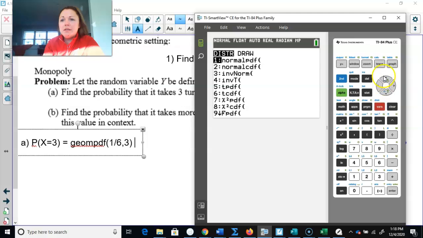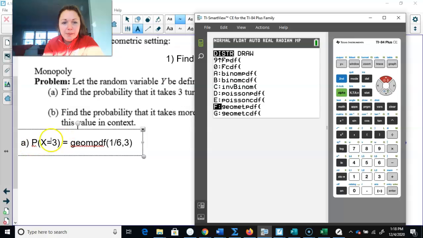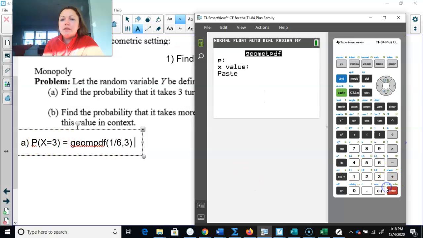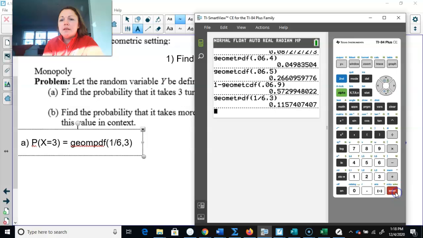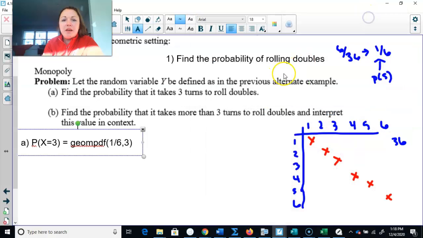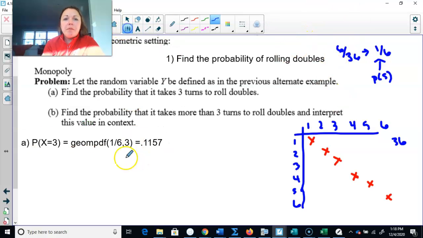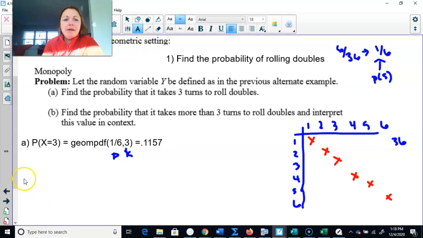Second vars. I'm going to scroll up. I see that PDF because it's an equal to. That's why we want to always write that statement out. Probability is 1/6. X value is 3. We're going to paste 0.1157. We want to make sure that we put P and K or P and X right under it. Okay.